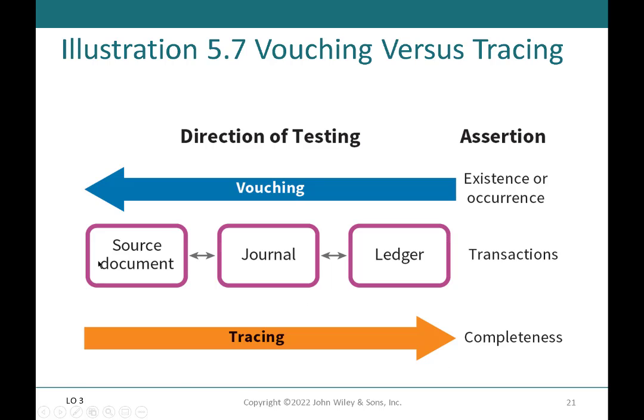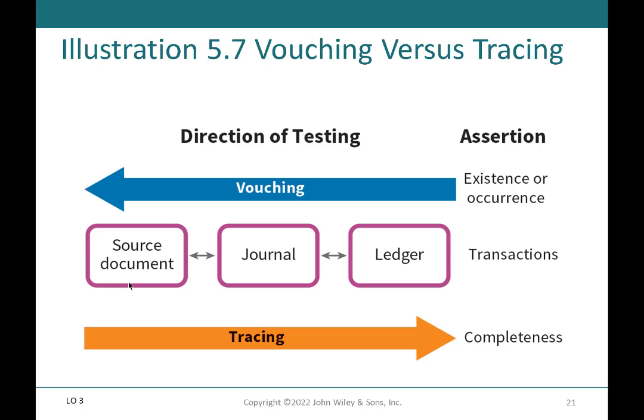So the alternative or opposite technique is tracing, and this does help us test for completeness. This starts with the source document. Basically, we can go into the accounts payable department and ask for all the invoices they got from vendors over the course of the year. Then we can start checking those to make sure they were actually entered into the system, journal entries were made, and they appear in the general ledger.